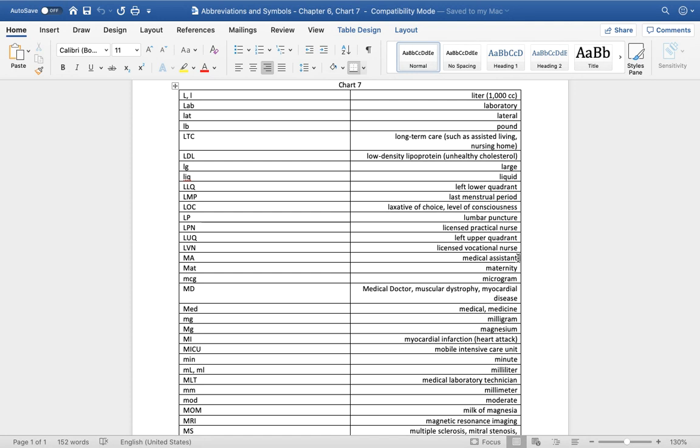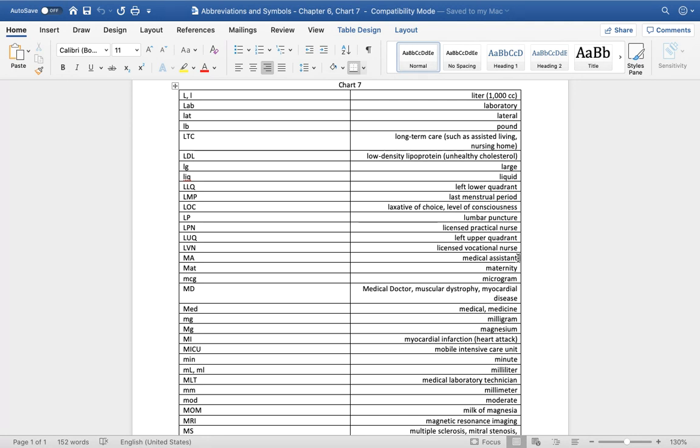MA, this is a medical assistant. Medical assistants can work in a variety of ways. They can specialize in specialties of medicine. They can learn how to do procedures like give injections, potentially start IVs, do EKGs, all sorts of stuff. And you can get a job as a medical assistant without an official medical assistant certificate, but you'll make more money if you have that certificate.